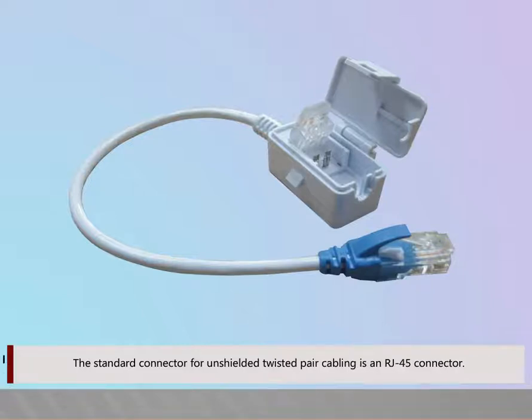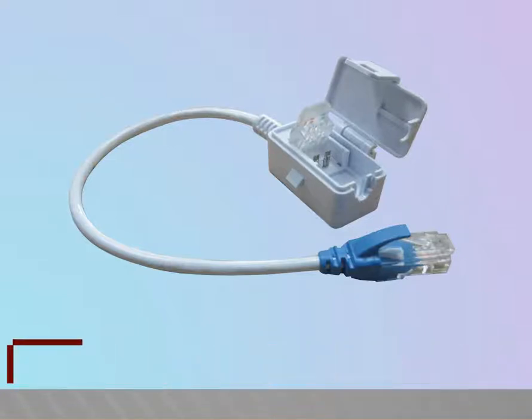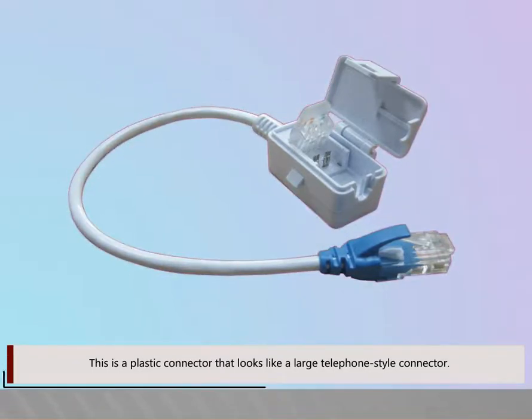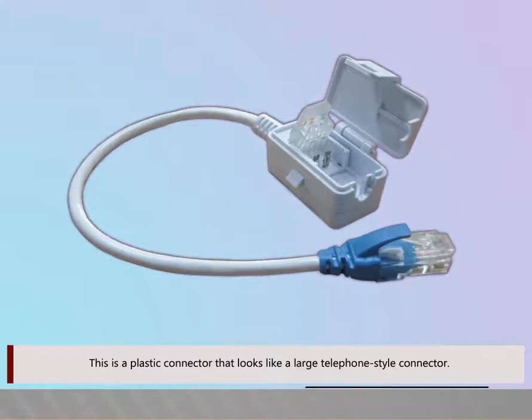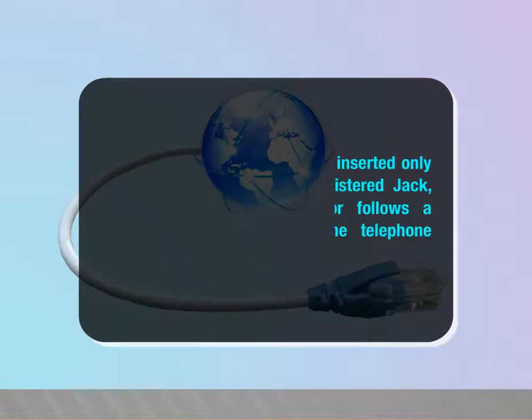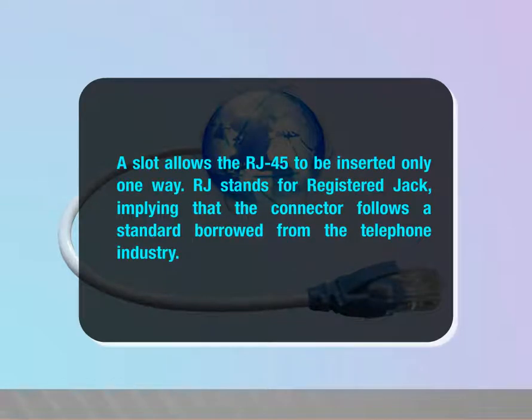The standard connector for unshielded twisted pair cabling is an RJ45 connector. This is a plastic connector that looks like a large telephone style connector. A slot allows the RJ45 to be inserted only one way. RJ stands for registered jack, implying that the connector follows a standard borrowed from the telephone industry.